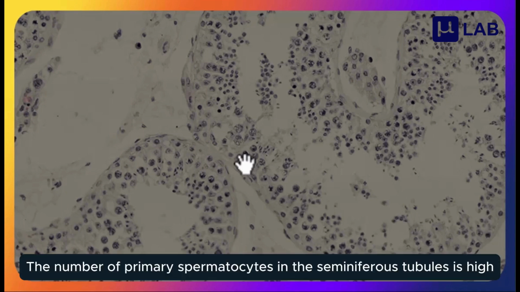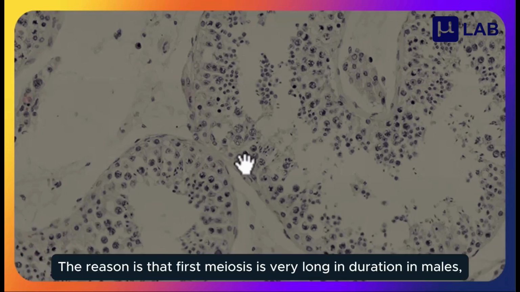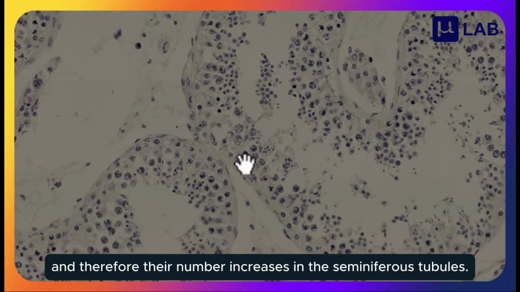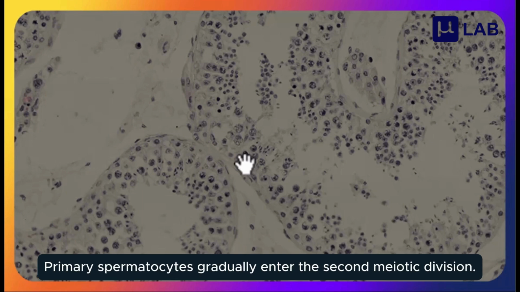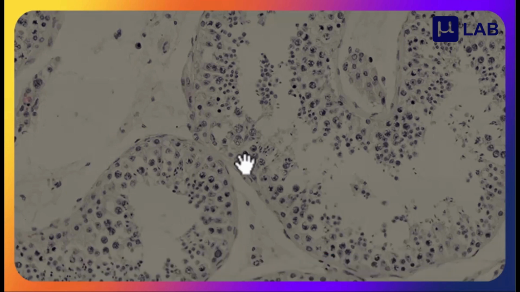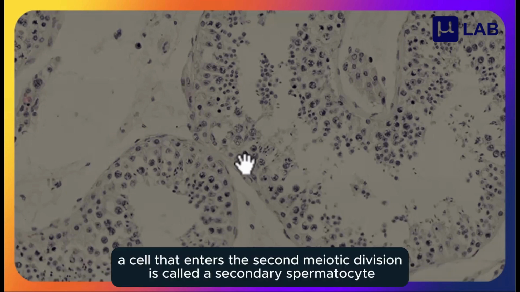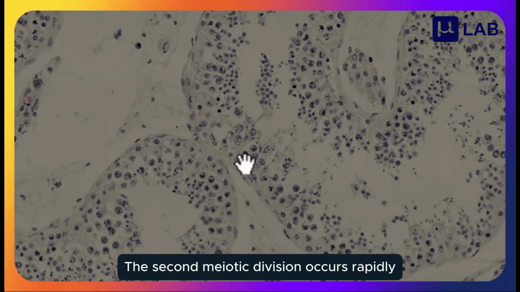The number of primary spermatocytes in the seminiferous tubules is high. The reason is that first meiosis is very long in duration in males, and therefore their number increases in the seminiferous tubules. Primary spermatocytes gradually enter the second meiotic division. A cell that enters the second meiotic division is called a secondary spermatocyte. The second meiotic division occurs rapidly.